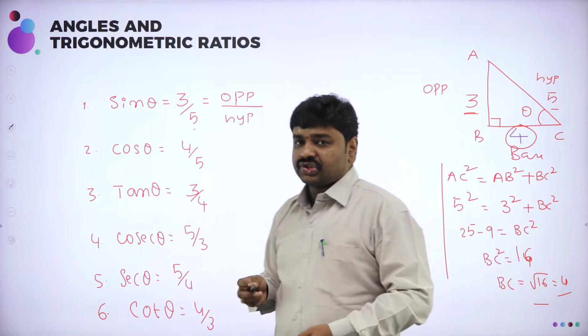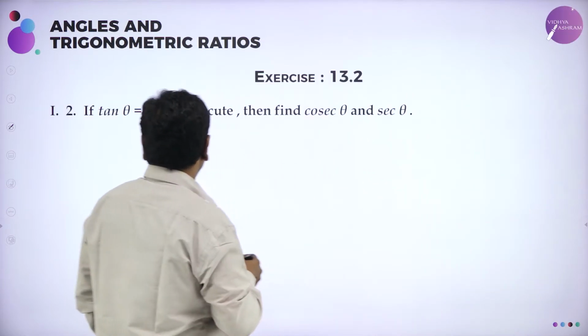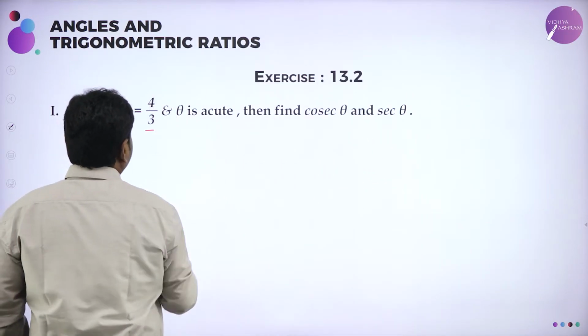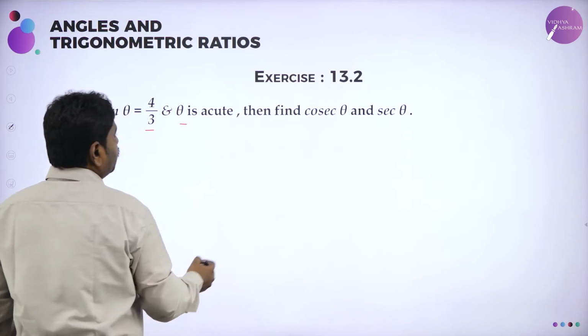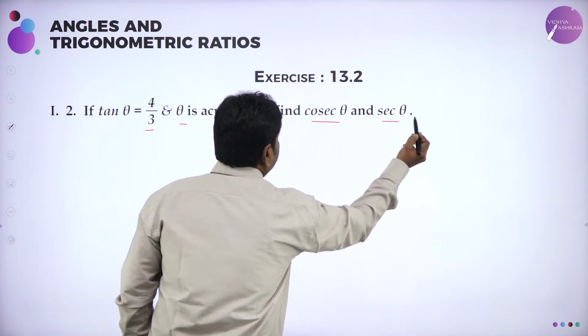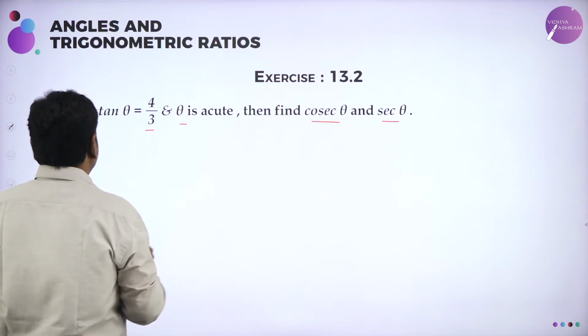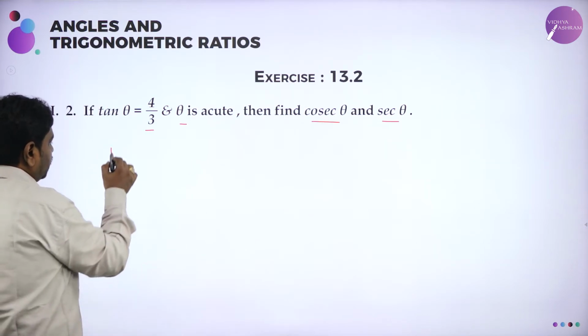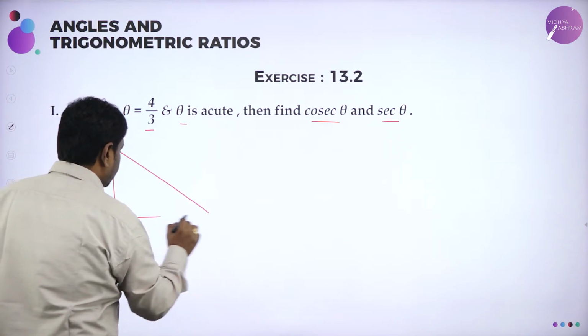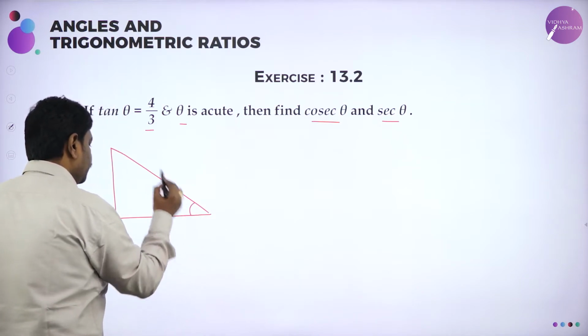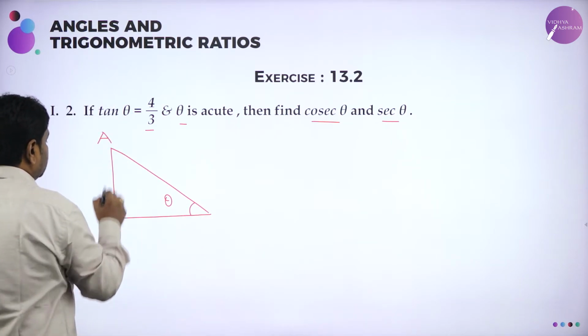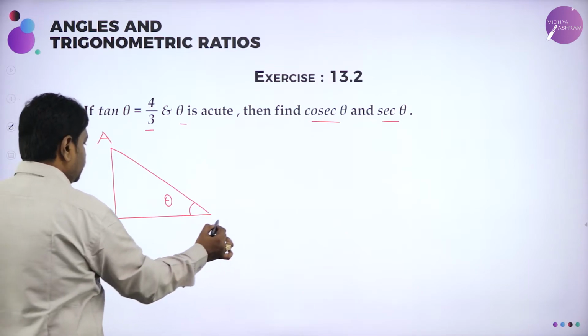Now we'll go to the next question. So in the next question, tan theta is 4 by 3. Theta is acute. Find cosecant and secant. They want only cosecant theta and secant theta. For that, first let me construct the triangle. So I'll draw a right angled triangle. This is theta. And I'll name it A, B and C.